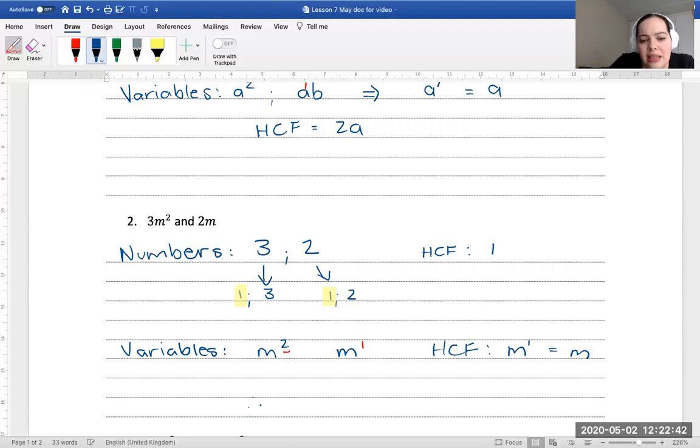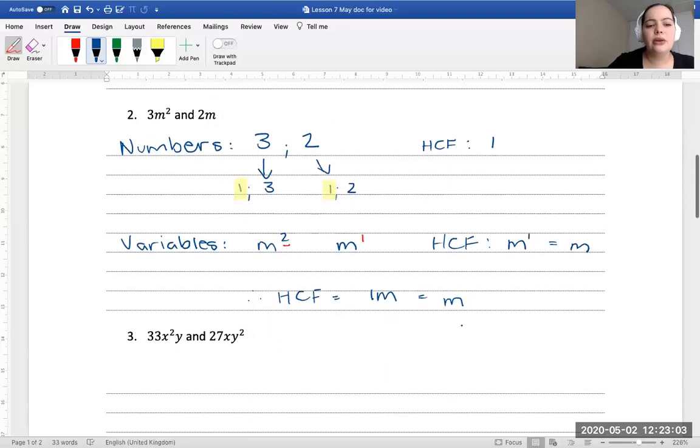So that means that the highest common factor of these two monomials is actually 1m. But because we're getting really good at our algebra, we know we don't have to write that 1, so we're just going to say our common factor is m. The only thing that we can divide both of them by is m.